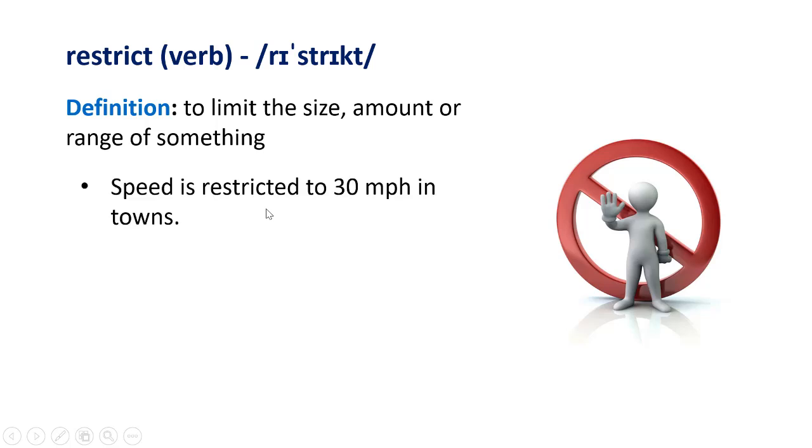Yeah. And we have an example of how we use the word restrict like this: Speed is restricted to 30 miles per hour in towns. So through this sentence, you understand if you are driving the car, right? And you come into the town areas, you need to keep the car's speed under 30 miles per hour. It means the maximum speed is 30 miles per hour, and you cannot drive with a speed higher than this limited speed.